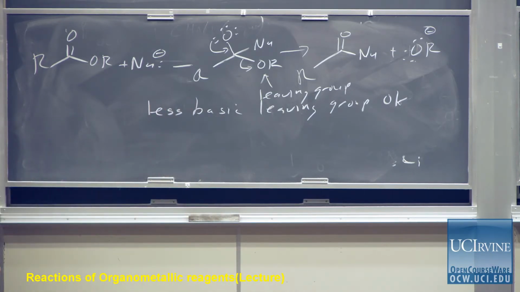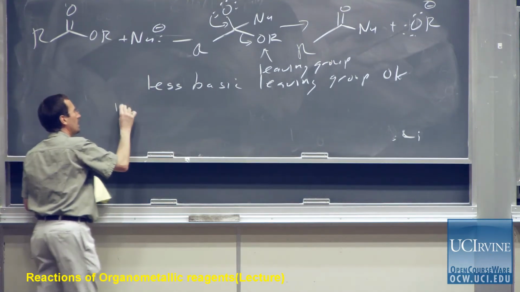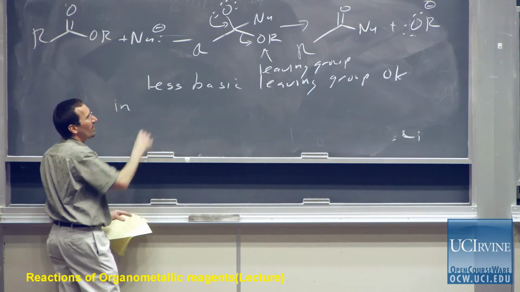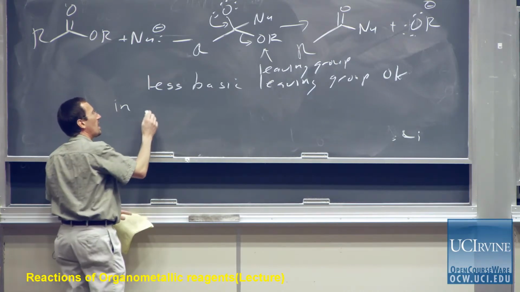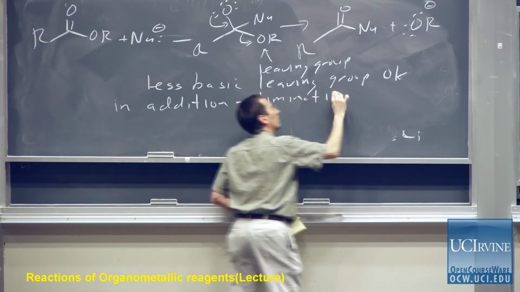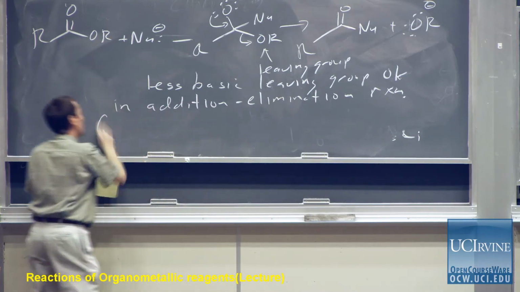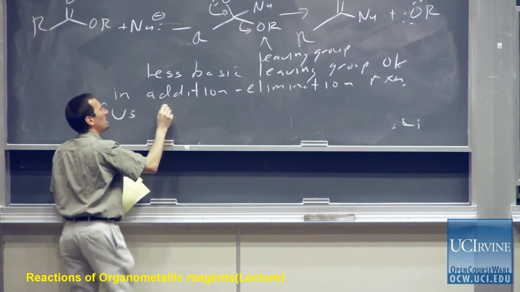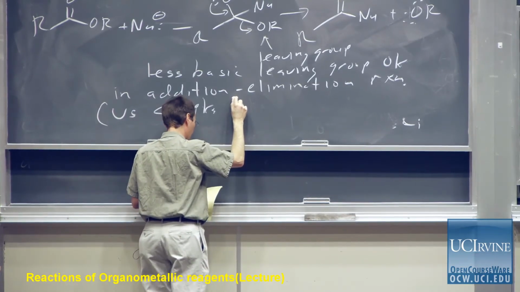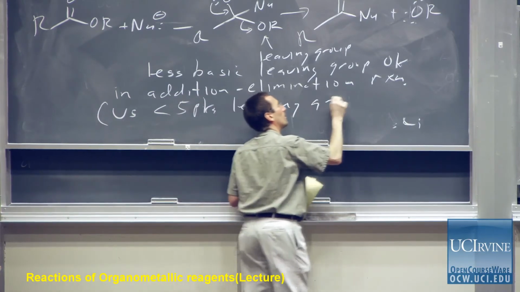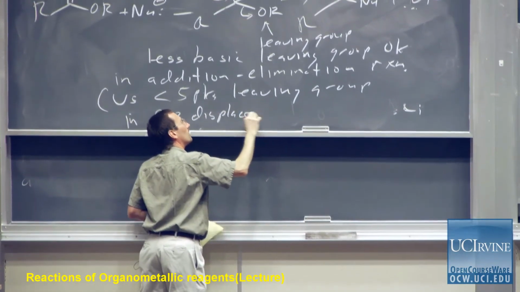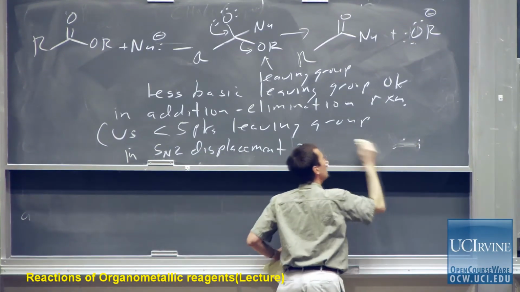your pi bond. So what I always like to think about here is in an SN2 displacement reaction, you've got to have a good leaving group. But in the case of this reaction, an addition-elimination reaction, a less basic leaving group is okay. And by comparison, I'd say maybe less than 5 pKa is good for a leaving group in an SN2 displacement. Or maybe even an E2 elimination.